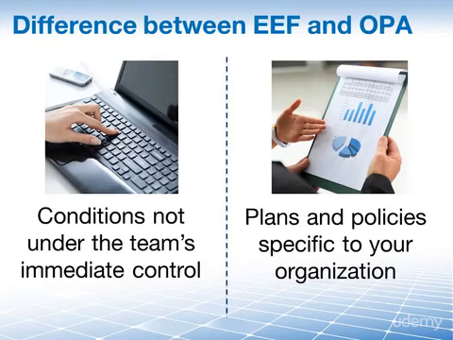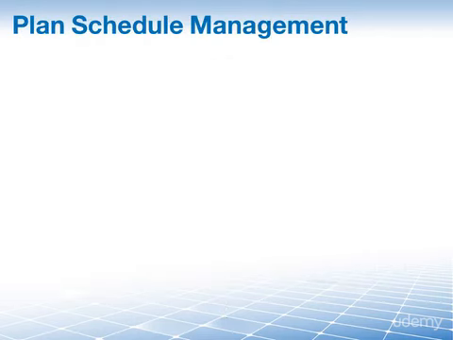And why do we need these here for this particular process? Well, you may have policies that talk about tools for schedule monitoring, or you may have policies specific to schedule control. You need both the enterprise environmental factors to know what software you need to use and the organizational process assets to get the policies that tell you how we in our organization control our schedule. And that's it already for the inputs to this process.